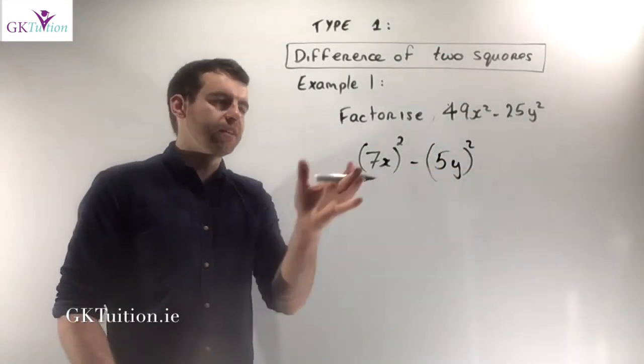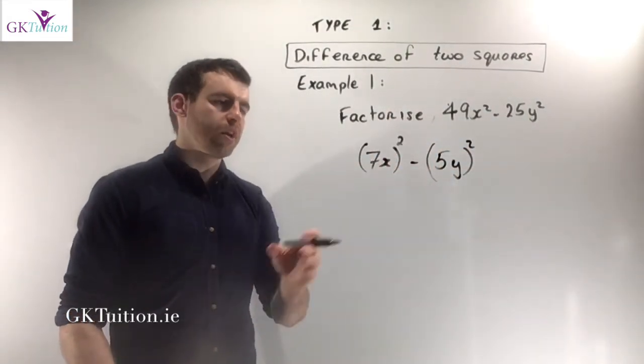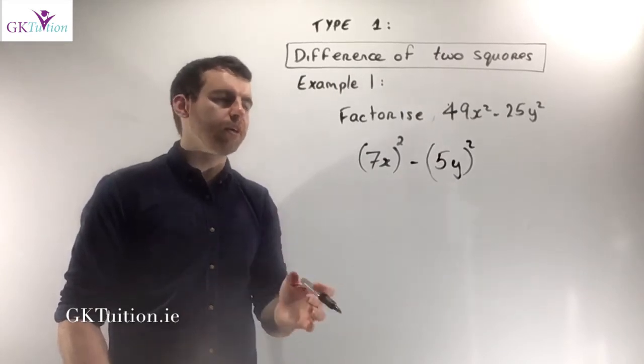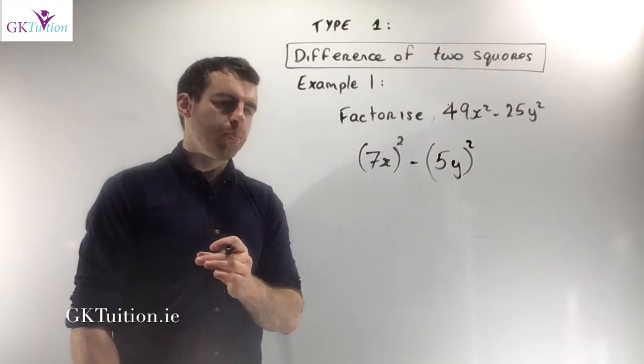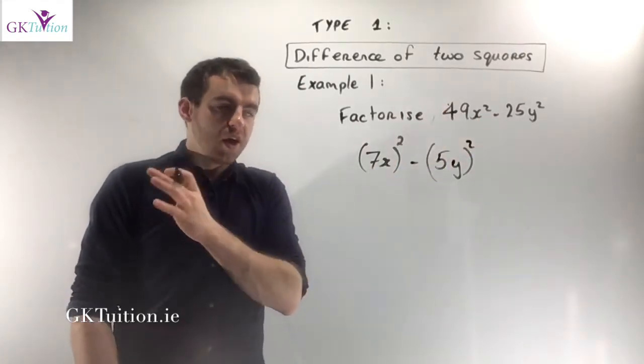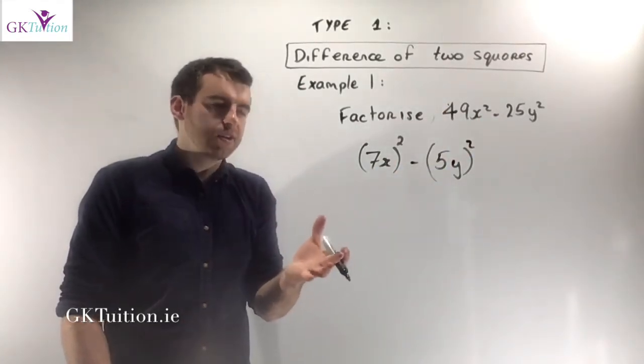So this is an example of the difference of two squares. It's two different terms squared and it's a difference. So this only applies if there's a minus between them. If there was a plus between these, I wouldn't be able to factorise it. There's nothing I could do there.